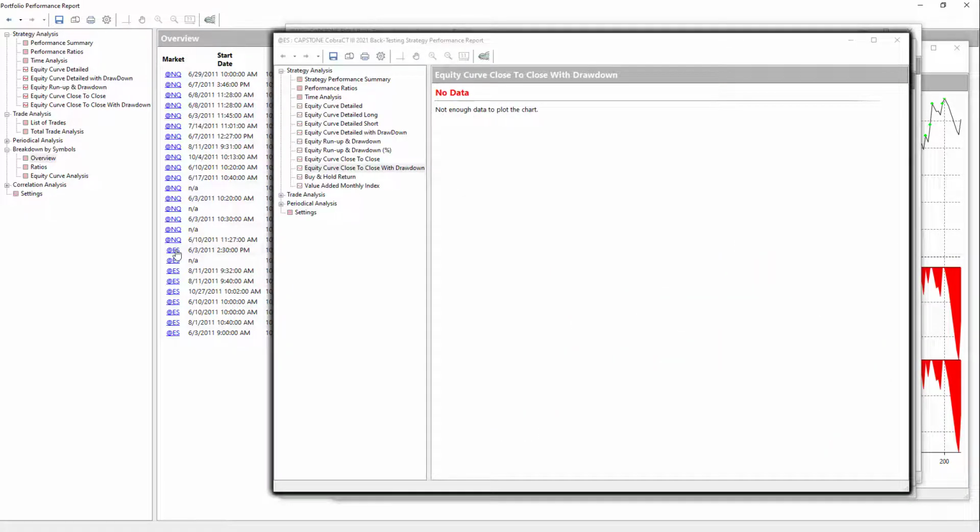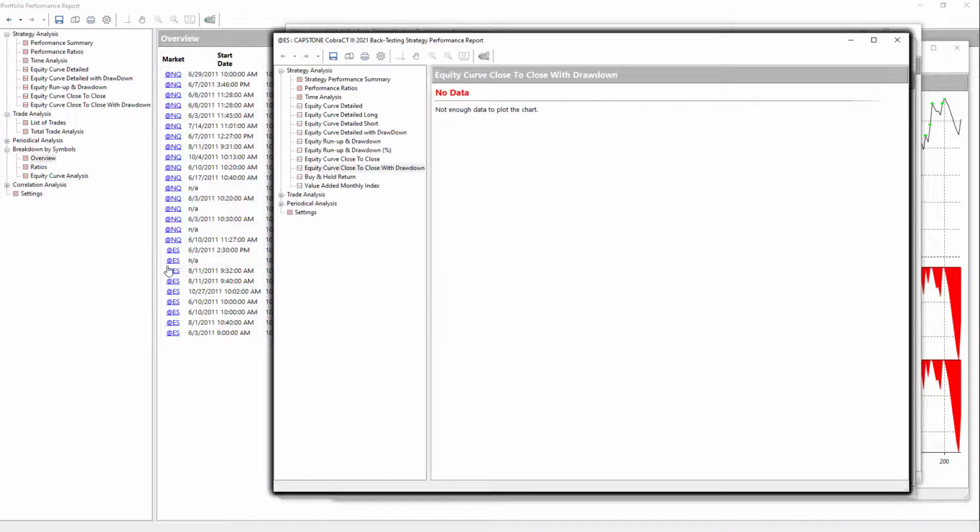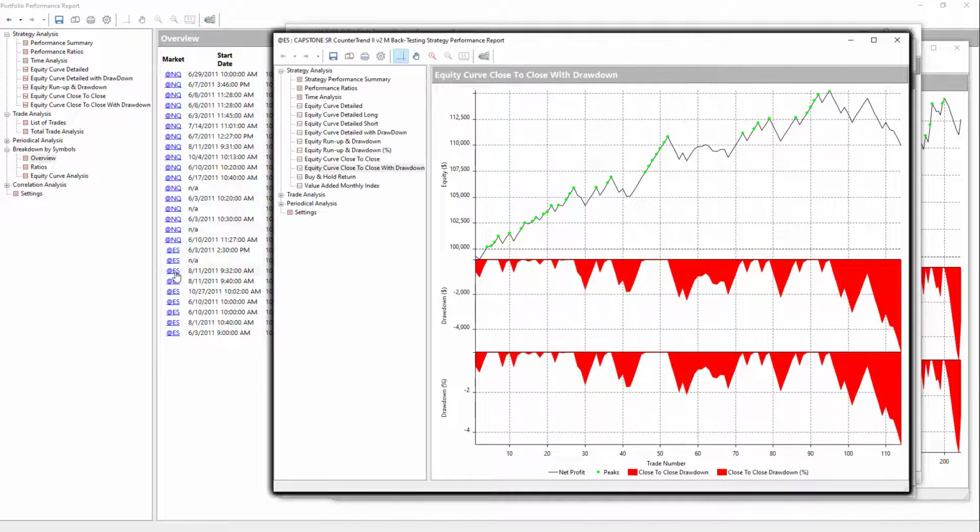Let's see. So yeah, look at the short side. It's a choppy equity curve. The long side is definitely better on Cobra 3, and Cobra CT3 is long only. We have 4 strategies in this portfolio that are long only.